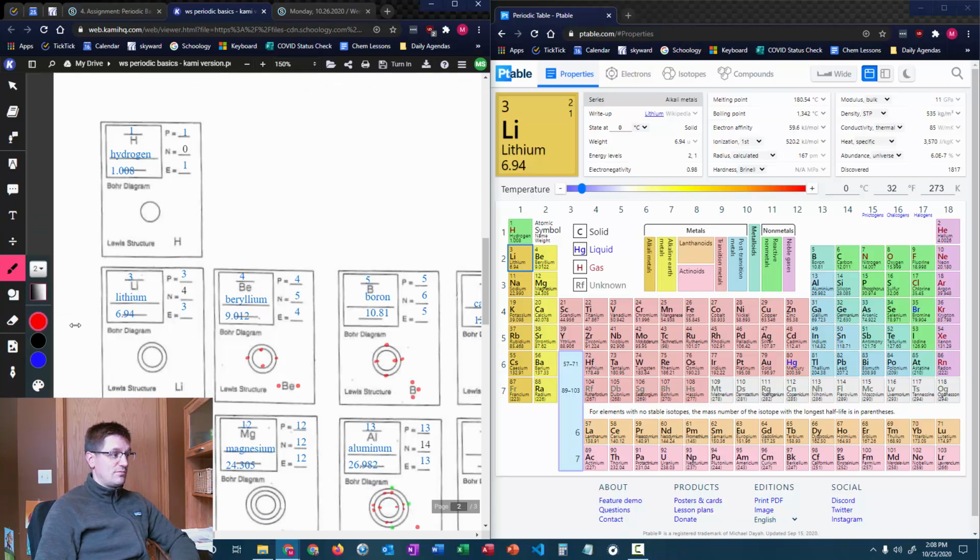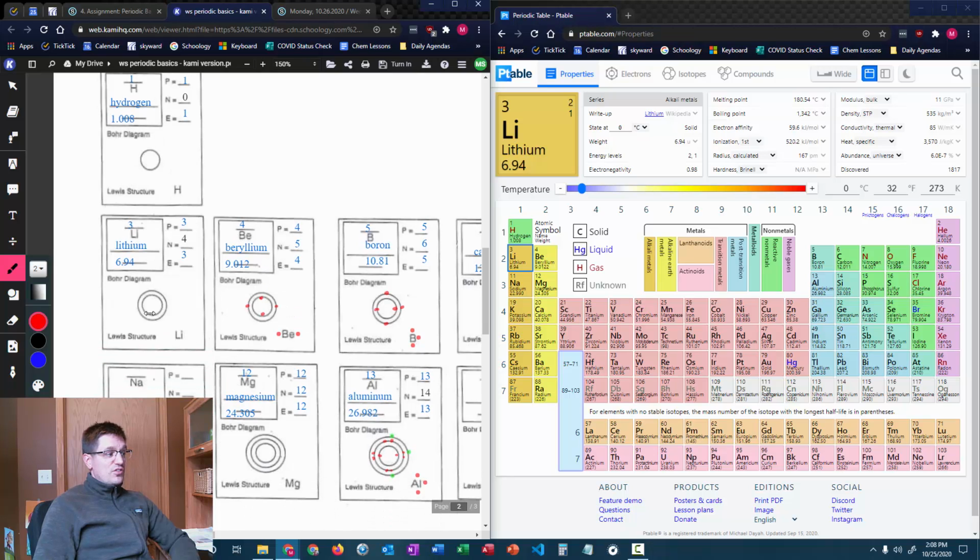Bohr diagrams. First layer can hold up to 2 electrons. Now we need to do a total of 3, so I will put the first 2 into the first shell. And then to get that third electron, I will add that one to the second shell.